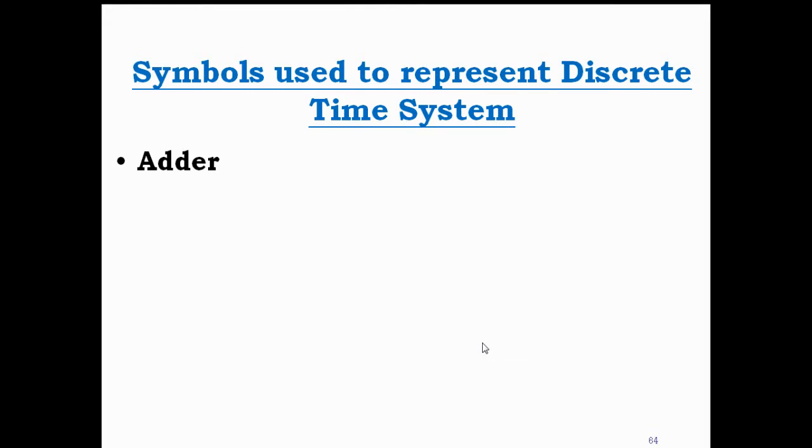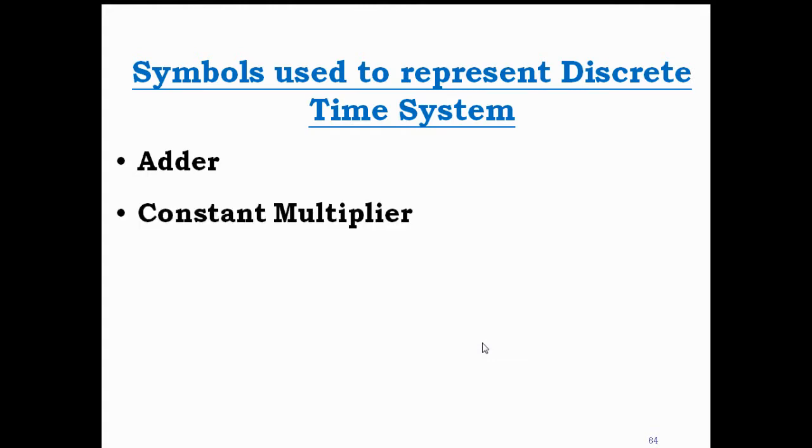We will have a detailed look at how the adder is defined, what type of symbol is used, and if this type of symbol comes in a system, what is its significance, what is its importance, and how it operates. That is what we are going to see. So now I am making a list of different types of symbols. Out of those, first is the adder.